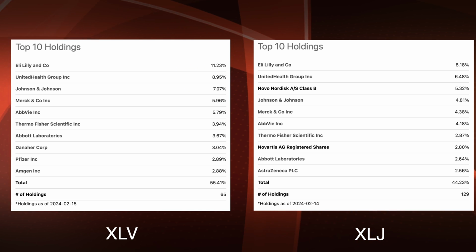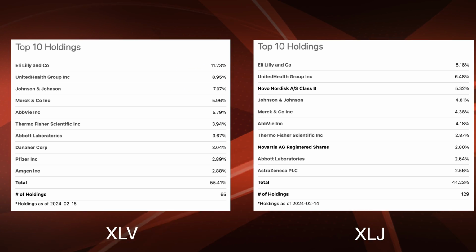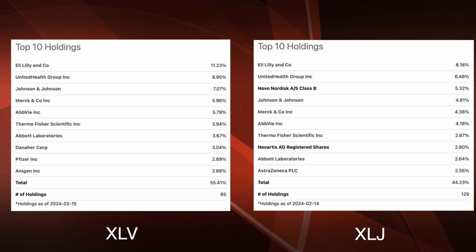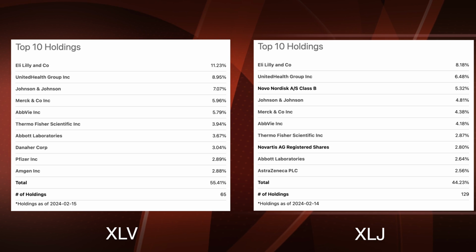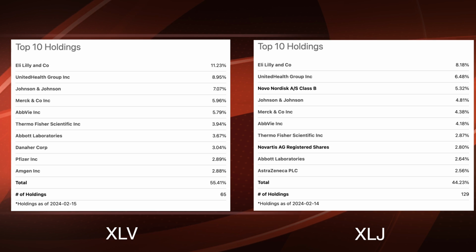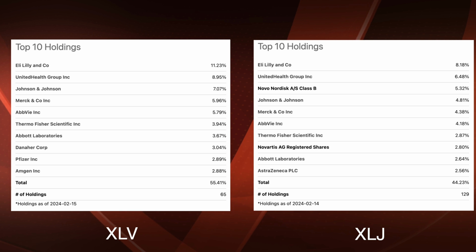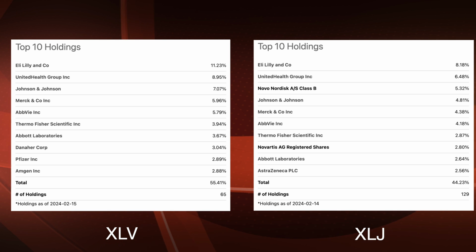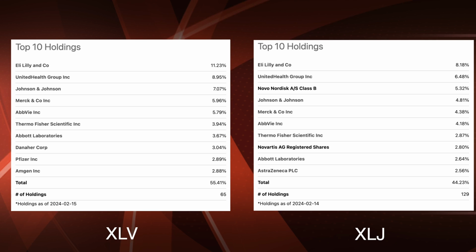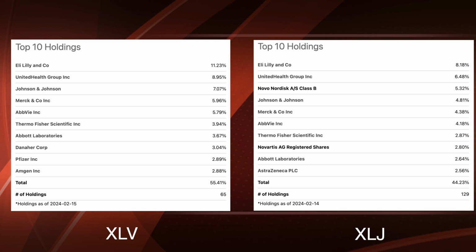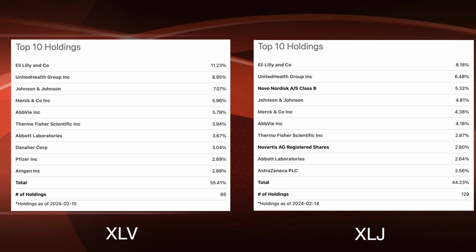So as I mentioned, IXJ is a global ETF option. So it's going to give you a lot more names outside of the US. And one of those names high on my list is Novo Nordisk. Here's a look at the top 10 holdings for each side by side, beginning with XLV, which has Eli Lilly, United Health, Johnson & Johnson, Merck, and AbbVie rounding out the top 5. In total, it has 65 total holdings, with the top 10 accounting for 55%. IXJ, on the other hand, top positions include Eli Lilly, United Health, Novo Nordisk, Johnson & Johnson, and Merck. In total, it has 129 total positions, with the top 10 accounting for 44%.